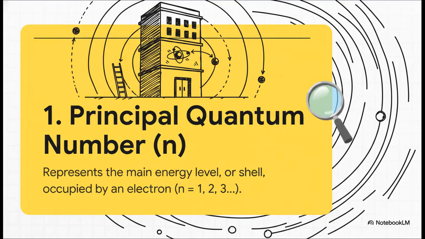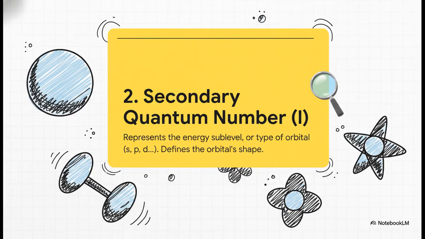First up is the principal quantum number, n. This one's the easiest. It just tells you the main energy level, or shell. Think of it like the floor number in a building. The higher the number, the further you are from the nucleus and the more energy you have. Second, you've got the secondary quantum number, L. This tells us the shape of that orbital. Is it a simple sphere, what we call an s orbital, or is it a more complex dumbbell shape, what we call a p orbital? This number defines the shape of the electron's house.